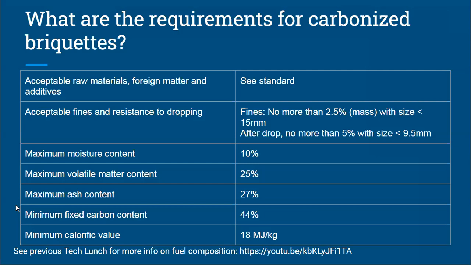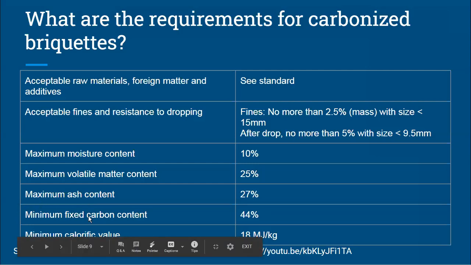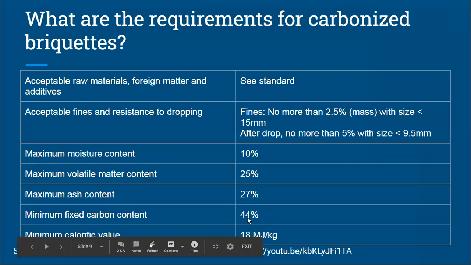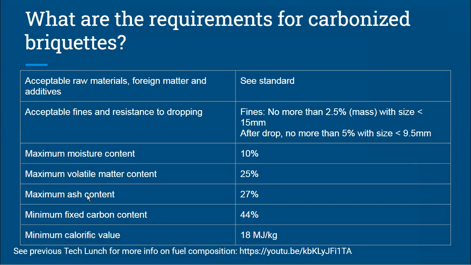I think the important one here is ash content and fixed carbon. And in most cases, the briquettes that I had looked at in the past, which are pretty standard, either sugar cane or coconut shell or groundnut shell, those had a fixed carbon content of at least 50%, and usually above 60. And the ash content typically was down around maybe 15 to 20%. So I think as long as we're doing a good job in our recipe, in our carbonization, not adding too much binder, we should be able to meet these requirements.